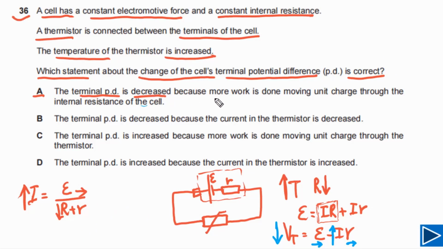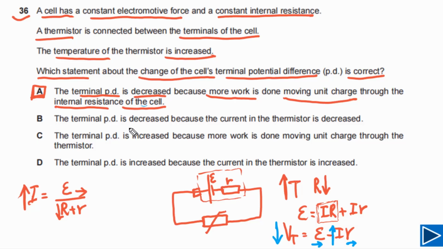Now, if you look at option A, it is given to us the terminal potential difference decreases. So this is true. Why does it decrease? Because more work is done, due to more charge passing through the internal resistance. So that's the reason: more work is done moving the unit charge through the internal resistance of the cell. So option A is correct.